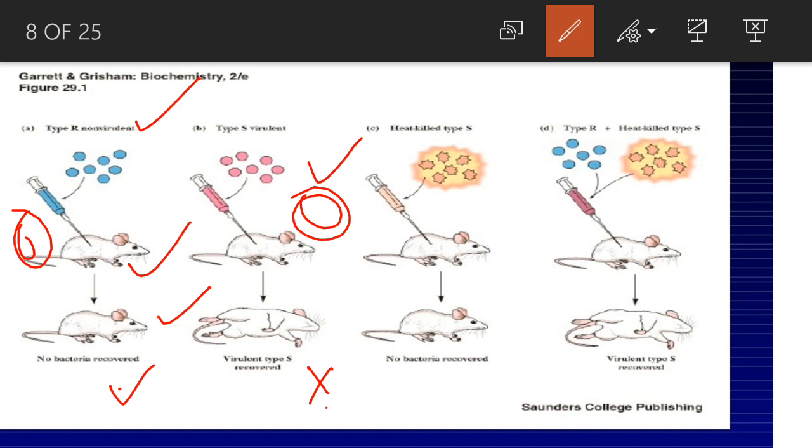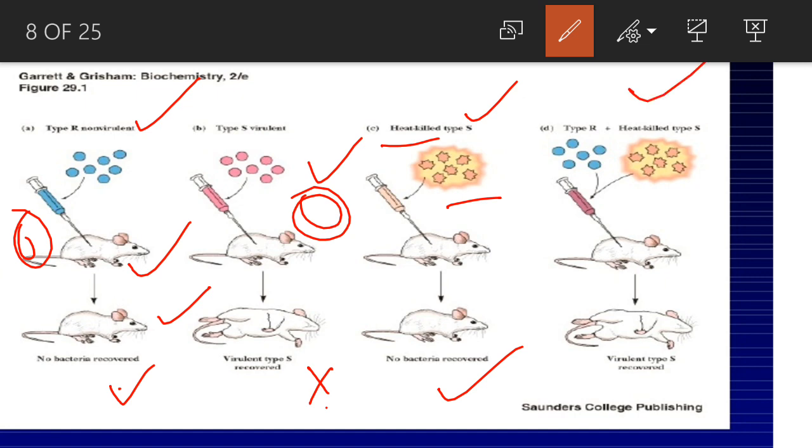Then in the third step, Griffith killed the bacteria by heating it at a high temperature. The heat killed S strain, which was earlier virulent, is now heat killed. It became non-virulent. As a result, the mice survived when it was injected into the mice body. So, no pneumonia was developed in the mice.